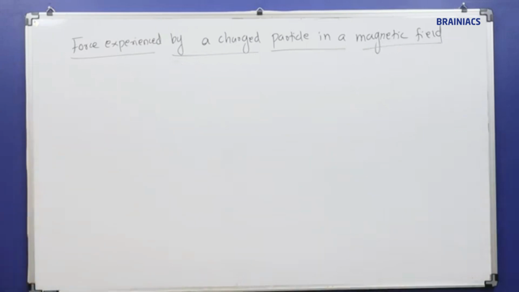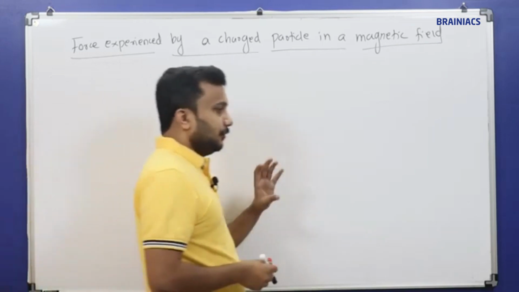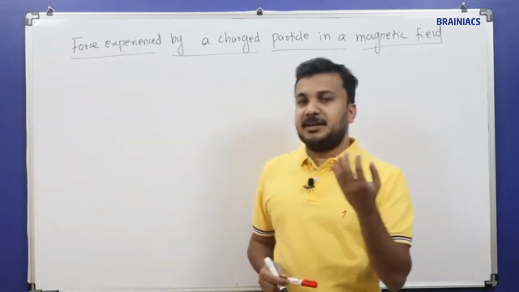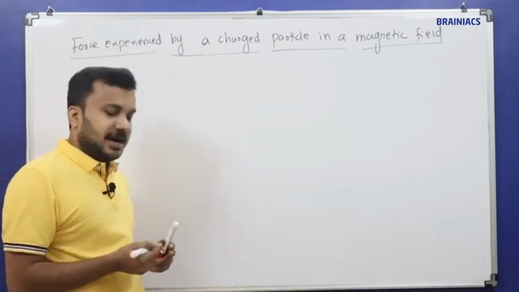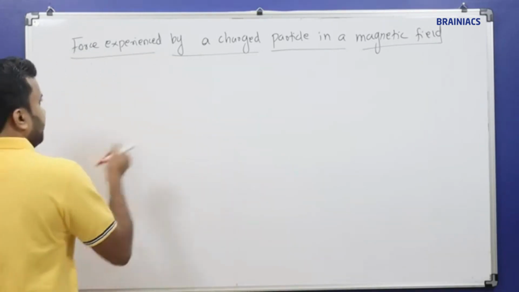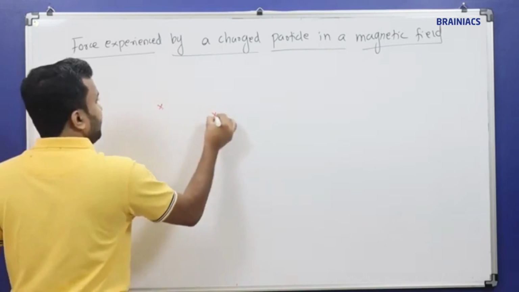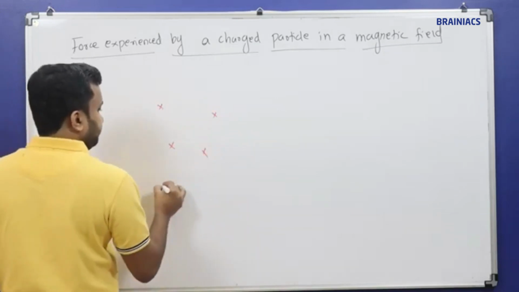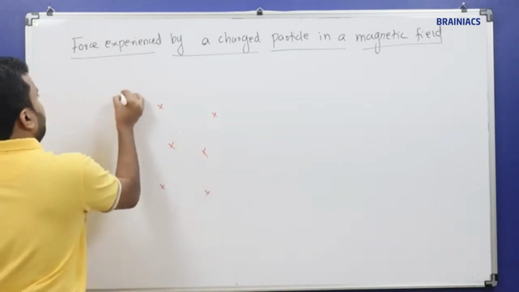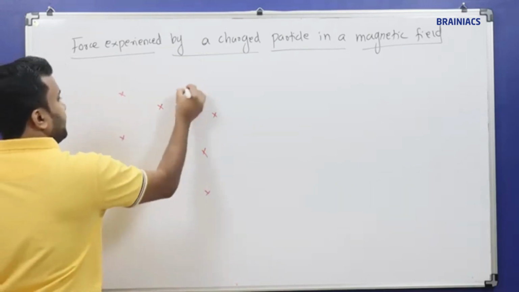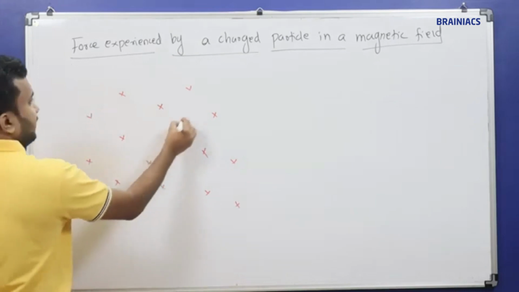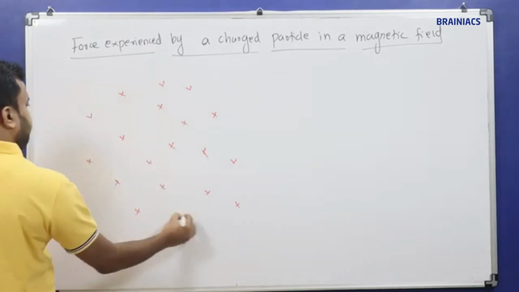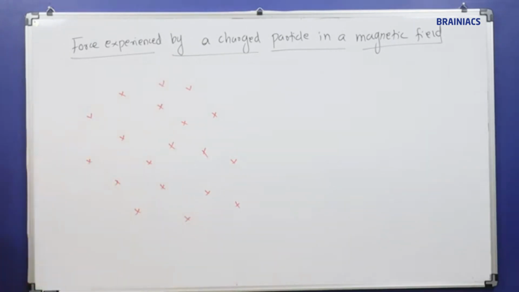Okay, so what does this indicate? Force experienced by a charged particle in a magnetic field. So some magnetic field is already there. Let's consider I have a magnetic field here on the board like this. What does this cross sign indicate? The magnetic field is into the board. So I have a magnetic field.